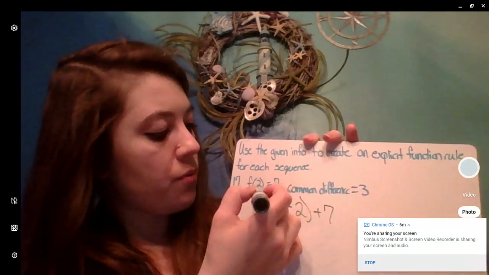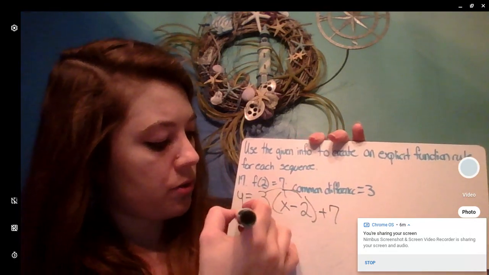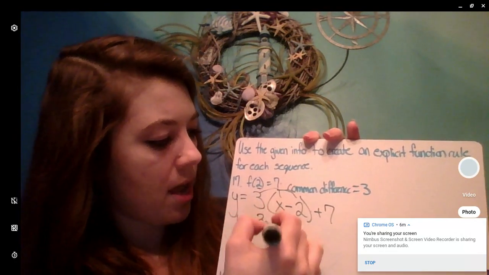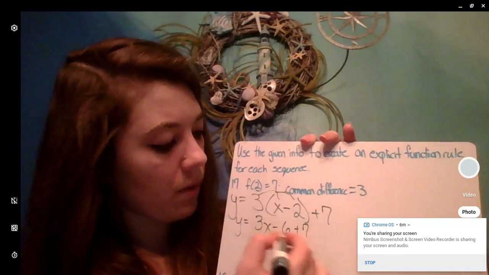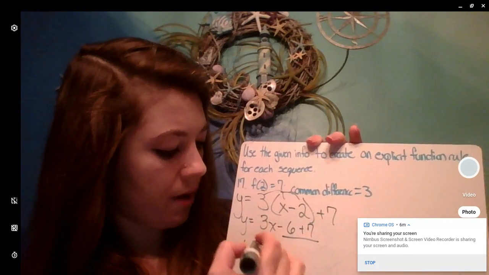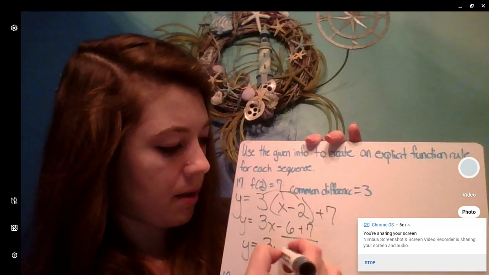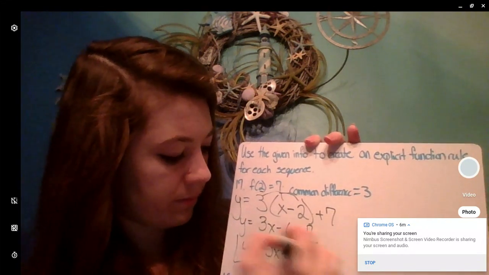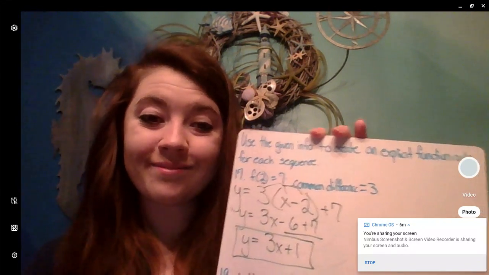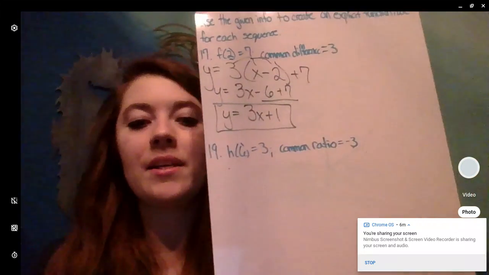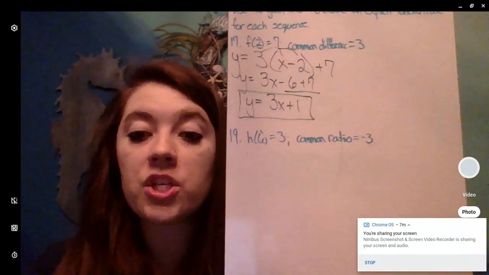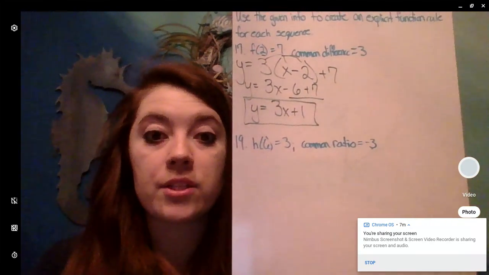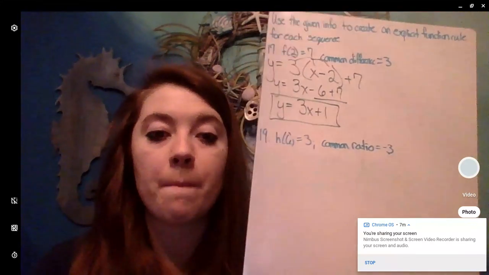Now we want to distribute the 3 to both parts. So we're going to have y equals 3x minus 6 plus 7. We combine like terms, so we have y equals 3x plus 1. There's our answer. All right, now the next one, number 19, we have h of 6 equals 3, and the common ratio is -3. So because it's a ratio, that means it's geometric.